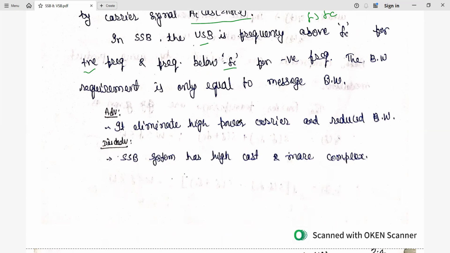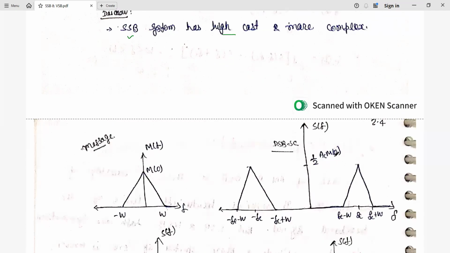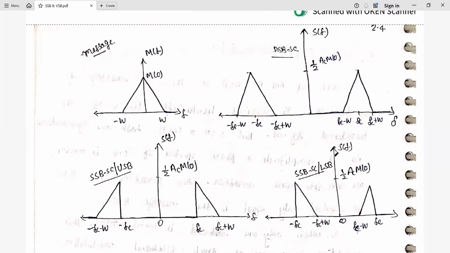So what is the advantage here? It eliminates the high power carrier and reduces the bandwidth. Both benefits we obtain here. In case of DSB-SC, we are able to save the power, and now in single sideband, we are able to save the bandwidth also. So that is the double advantage. But the disadvantage is that it is highly costly and more complex. But if you are going to obtain something, some sacrifice you have to make.